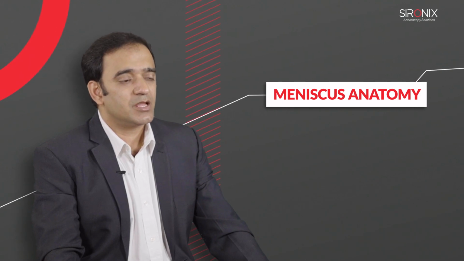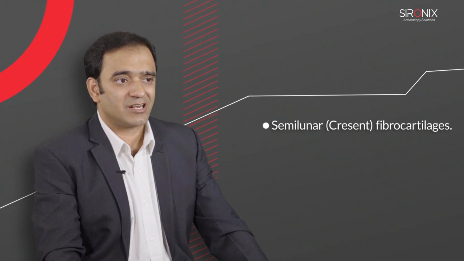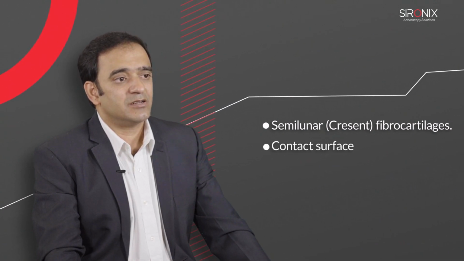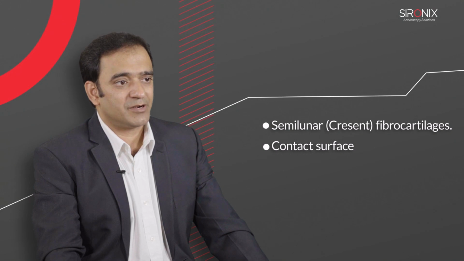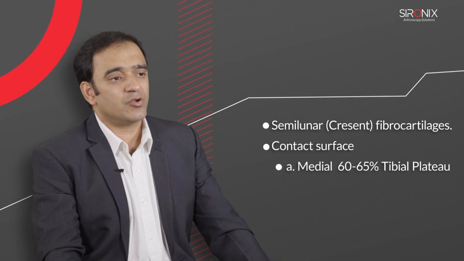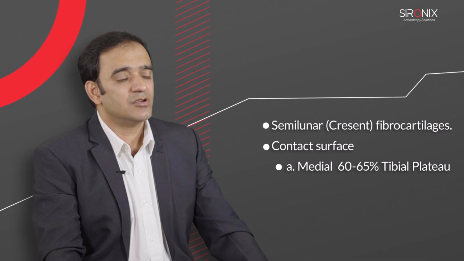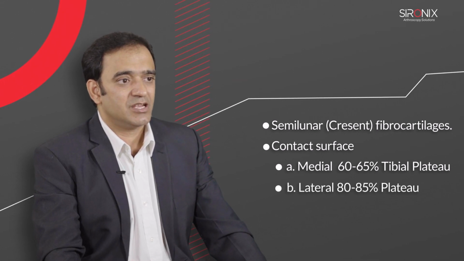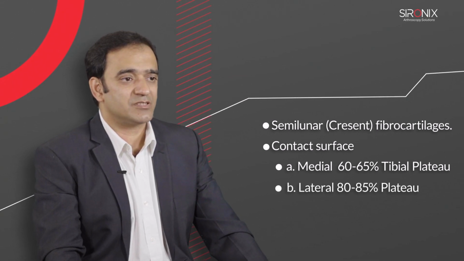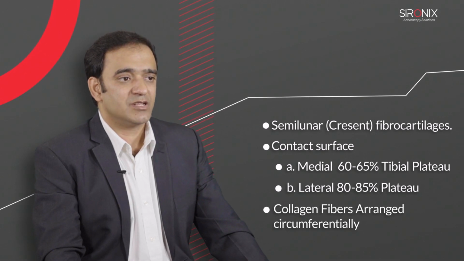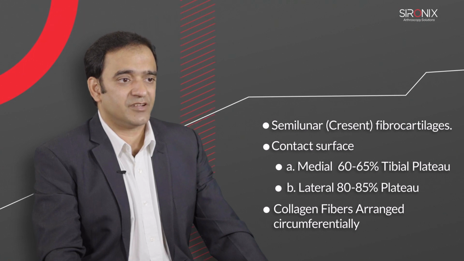Let's first talk about the anatomy of the meniscus. There are two semilunar crescent fibrocartilages which are present in the medial and the lateral tibiofemoral compartment. Medial meniscus occupies almost 60 to 65% of the tibial plateau, whereas the lateral meniscus occupies 80 to 85% of the plateau. They are made up of collagen fibers which are arranged circumferentially.